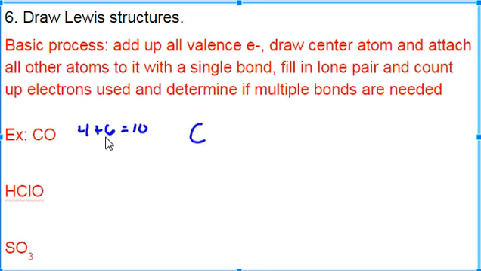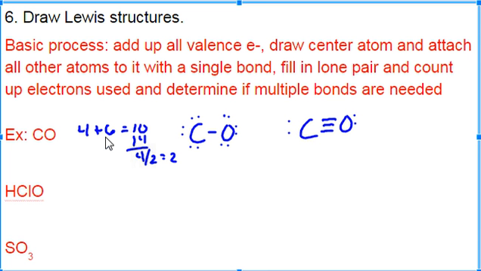So if I draw this, there really is no center atom. I just attach it with a single bond, fill in my lone pairs, count up. I've used 2, 4, 6, 8, 10, 12, 14. And when I subtract, that means I've used 4 too many. So if I divide by 2, I realize I need 2 more bonds formed here. And there's only one place those 2 bonds can go, and that's in the center. That means each atom will still need a lone pair. And now when I count up, I've used 10 electrons. So this must be the correct Lewis structure.